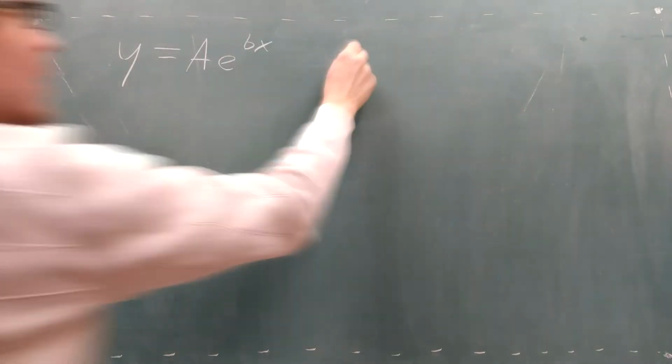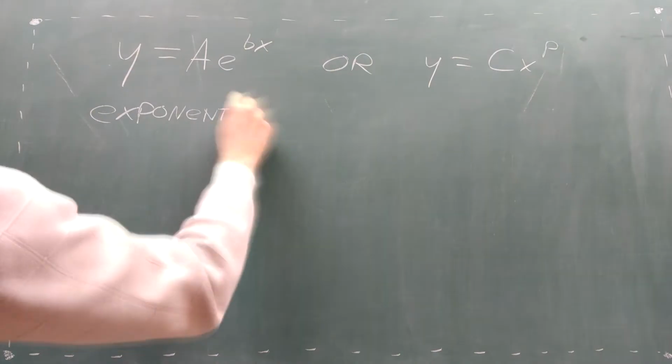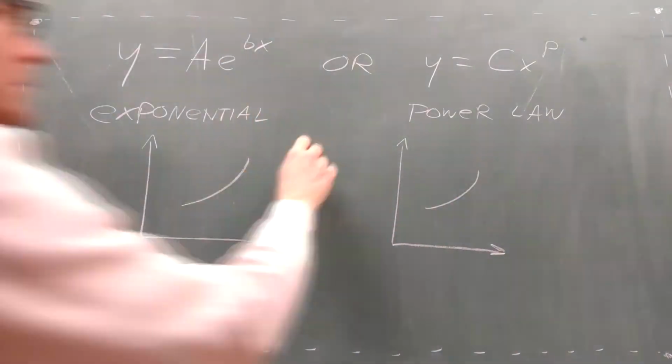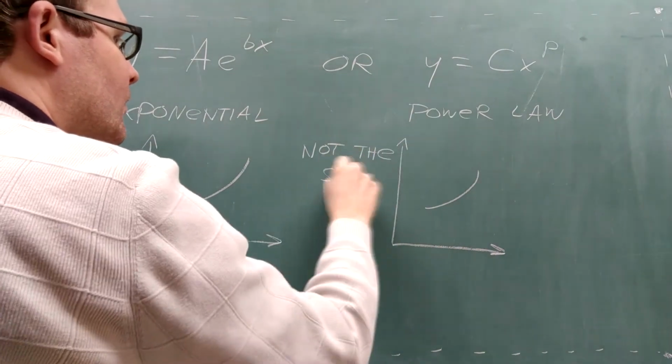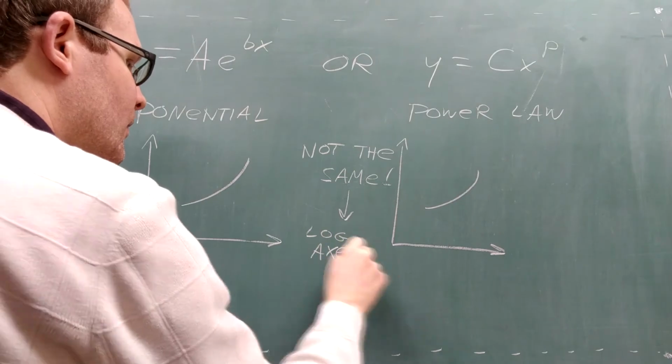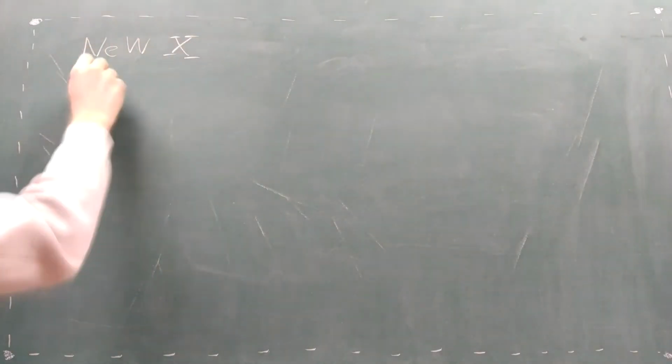In physics, most of the functions we study are either exponentials or power laws. These functions can look pretty similar on a graph of data, but they behave very differently. One way we can clearly identify these different functions is by using logarithmic axes. When using logarithmic axes, the trick is to think in terms of a new x and a new y.